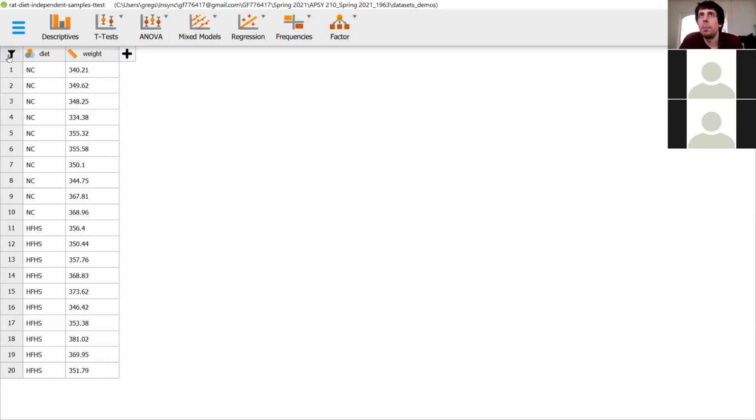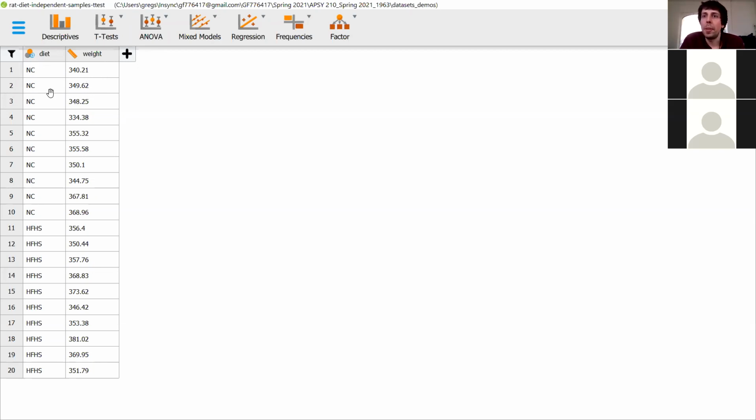And this far left column, these row numbers, represent what we called earlier in the class cases. Cases are experimental units for a study, and in our case, they refer to individual rats. So each rat, all 20 rats in our study, had two different variables associated with them, or two different scores. Rat 1 has a score for its diet variable: it got the normal chow, and it has a weight of 340.21, in this case, grams.